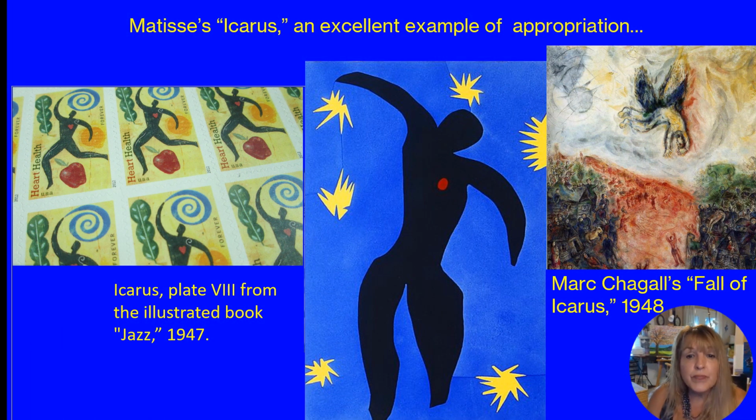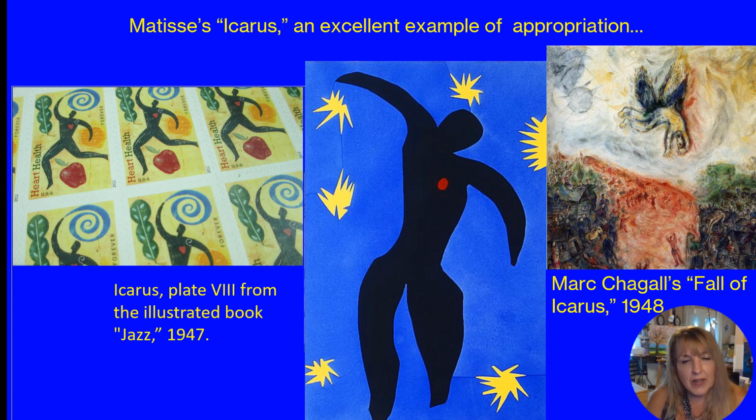Matisse's Icarus has been a work that has been appropriated over and over and over again. So Icarus, plate 7 from the illustrated book Jazz, and then you have Marc Chagall's Fall of Icarus. But this idea of taking an artist's imagery and having a bit of an ode to it, we see that in this stamp as well.